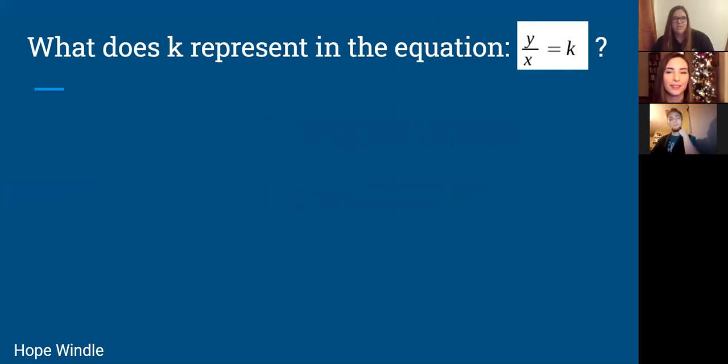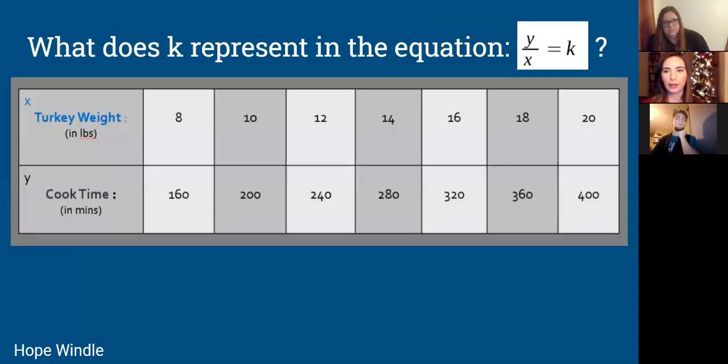Now, Hope, what does K represent in the equation y over x equals K? Okay, since we just passed Thanksgiving and we're coming up to Christmas, I thought it would be good to talk about turkeys. So K is going to represent our constant in our proportional reasoning. Like you were saying before, it's good to know about things like that. So we're going to look at our little table here that I made. And I'm actually going to pull up my annotation tool so I can write some things.